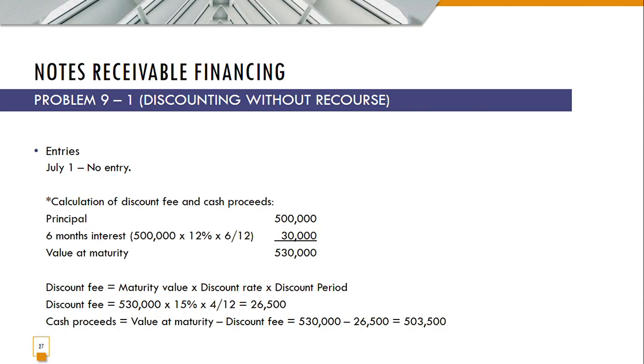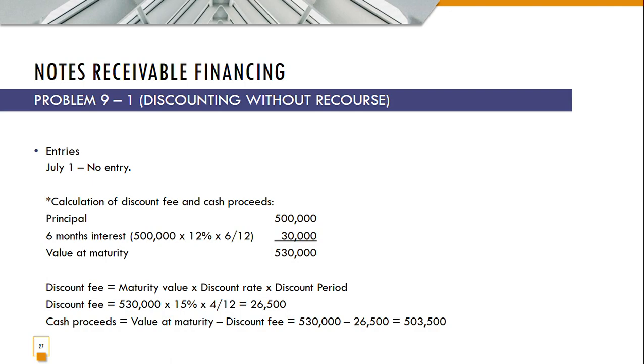How was the discount fee and cash proceeds calculated? You get the value at maturity first. The face amount of the note is 500,000. If you're keeping it for 6 months, that's 30,000 of total interest, computed as 500,000 times 12% times 6 over 12. So the value at maturity, if you kept the note, is 530,000.